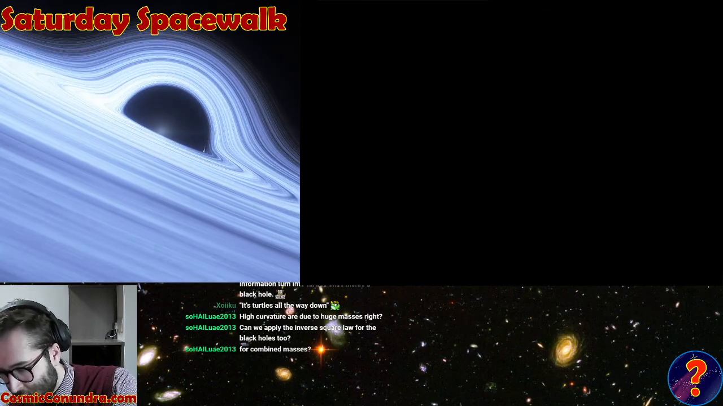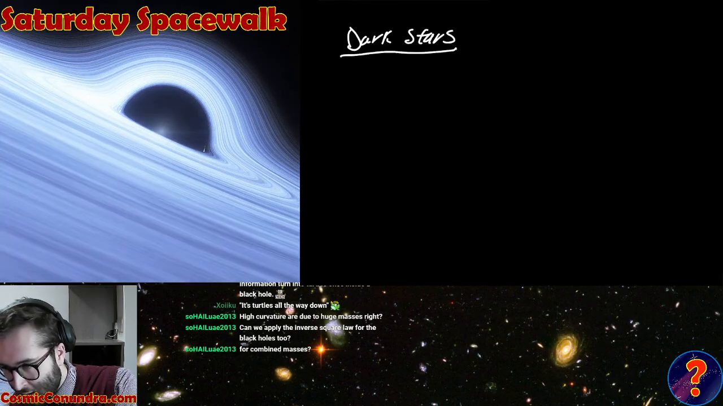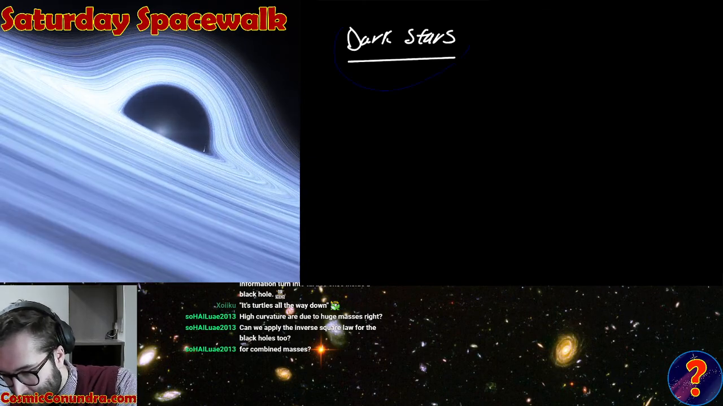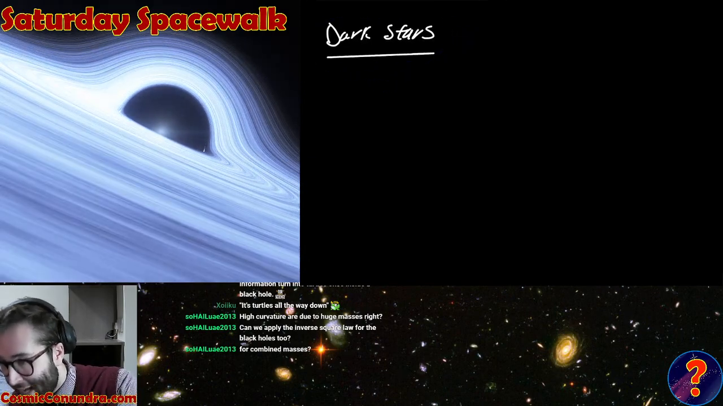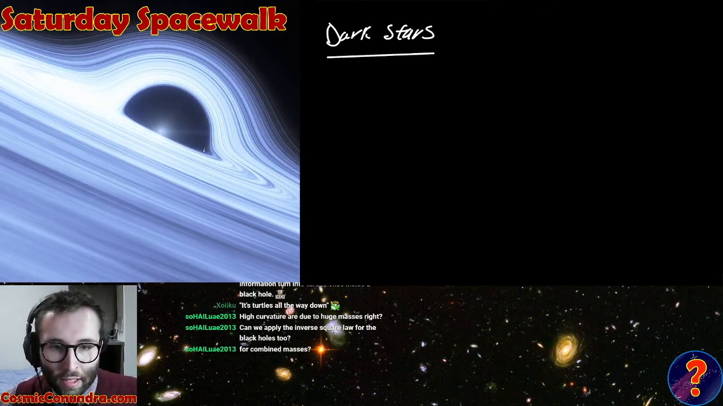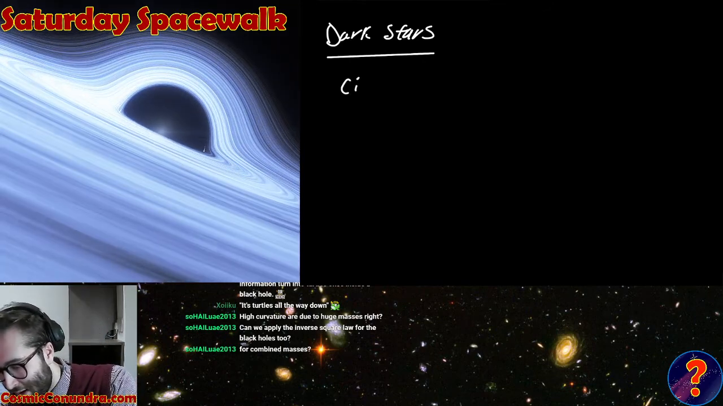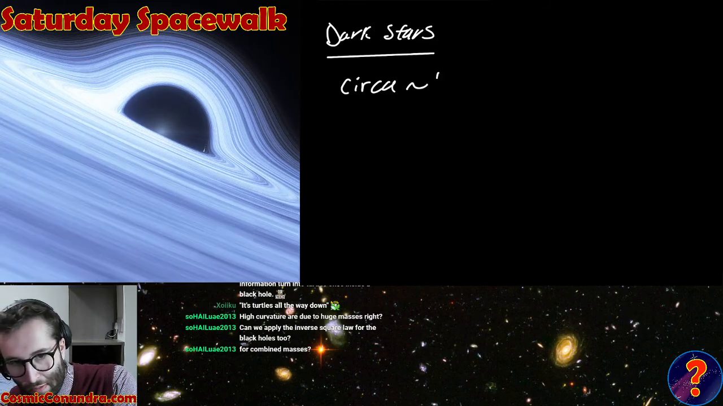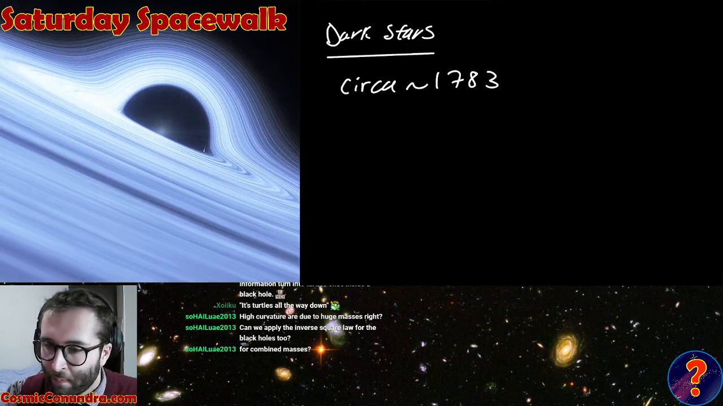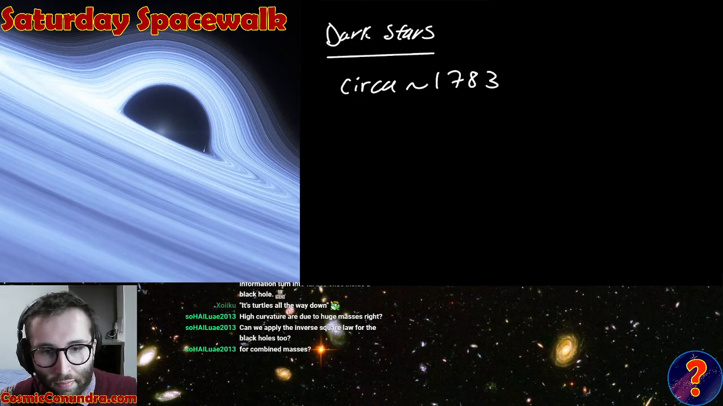Dark stars. So this is a purely Newtonian prediction. This is not describing a black hole per se, this is describing the Newtonian version of a black hole. I think this was first thought about, I can't remember who thought about it, but I looked it up and it was from around 1783. So this is massively before the renaissance of black holes in the last century.